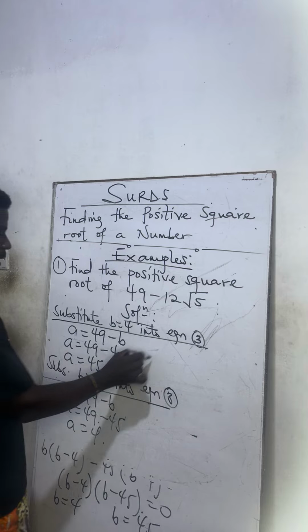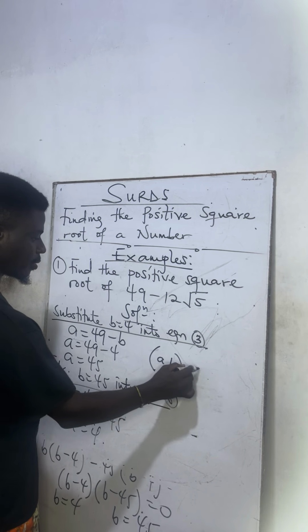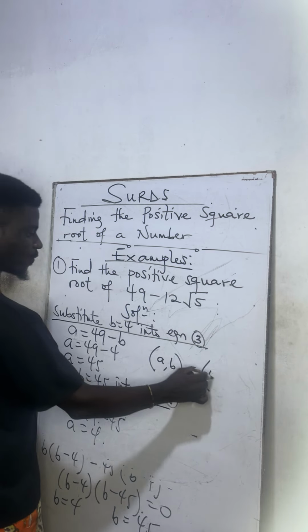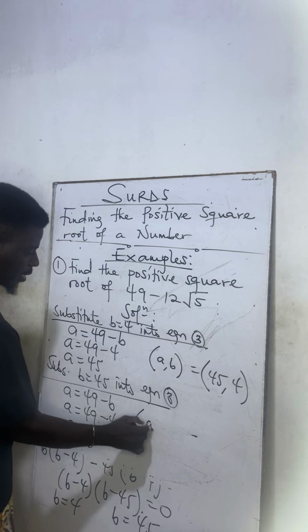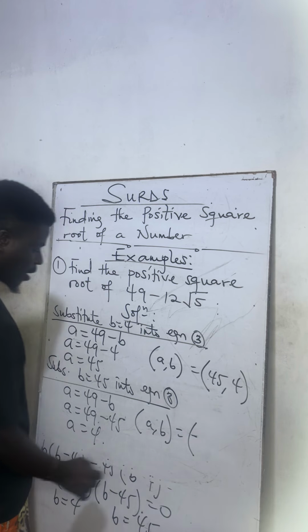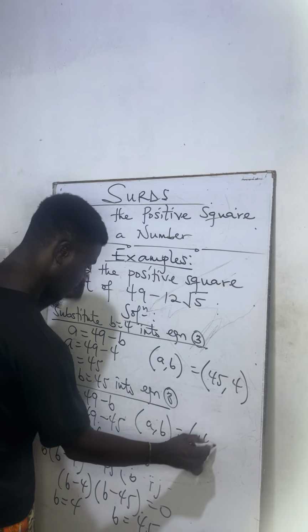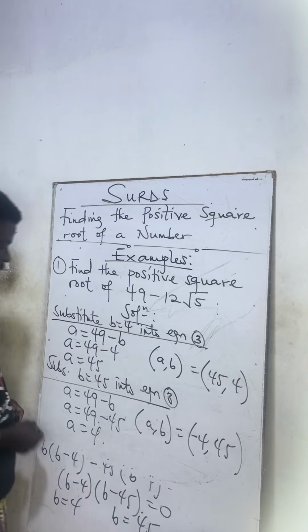So here we can say, let's say a and b: if our a is 45, our b is 4. And here, let's say a and b: if our a is 4, b is 45.